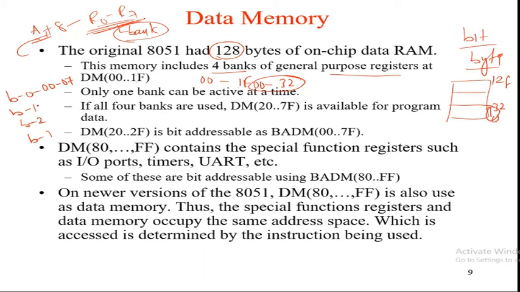Okay, bank 1 gets the next 8 addresses. So after 07, the next starting address is 08 and the last address is 0F. So 0 to 7 and 8 to F. What is the next address after 0F? Anyone?